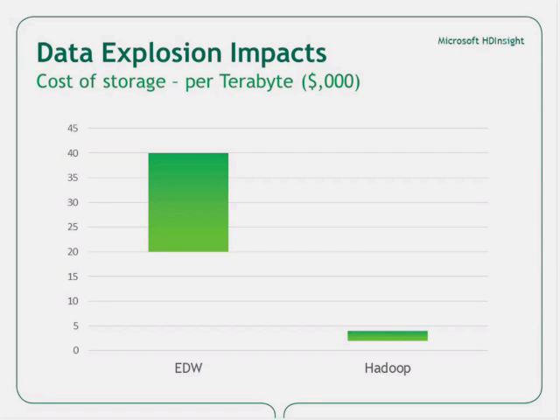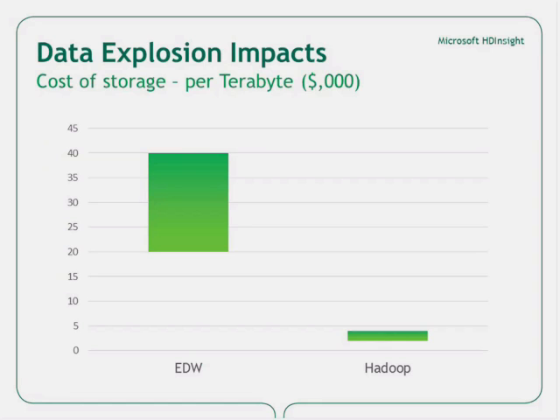And when we say radical cost savings, we really do mean it. It costs about $20,000 to $40,000 to store a terabyte in a traditional data warehouse, and because of this reason only, the majority of the impact of the information explosion will be seen in spiraling storage and licensing costs.